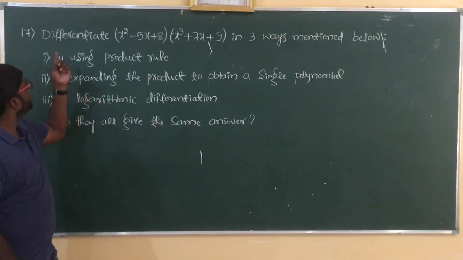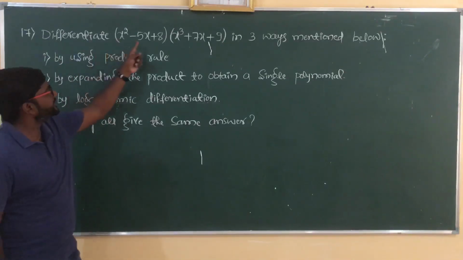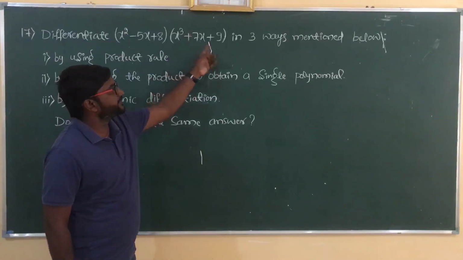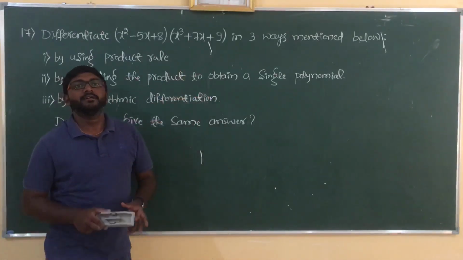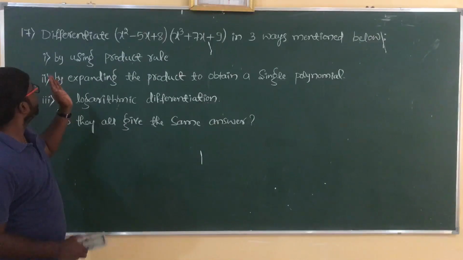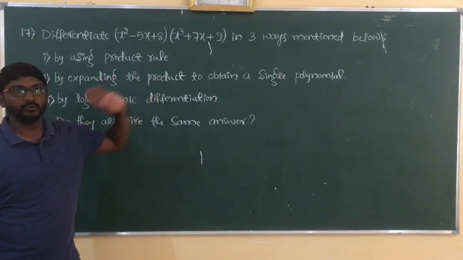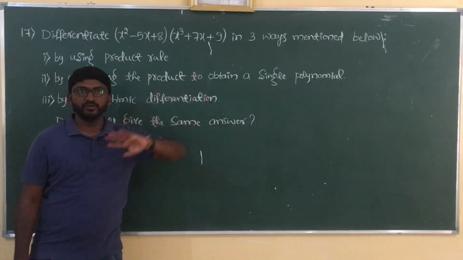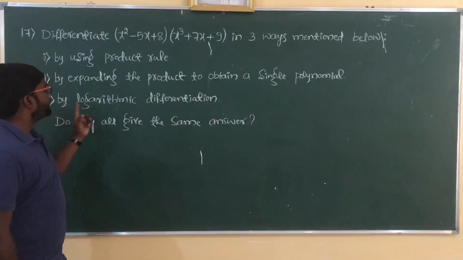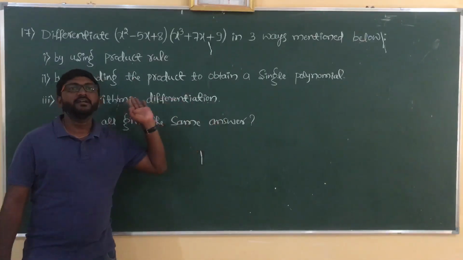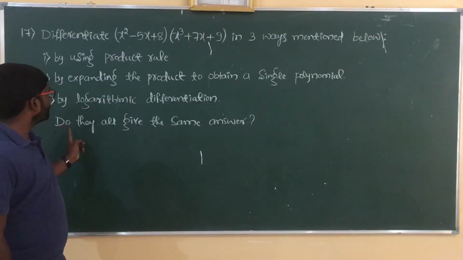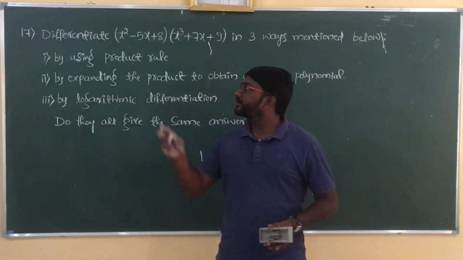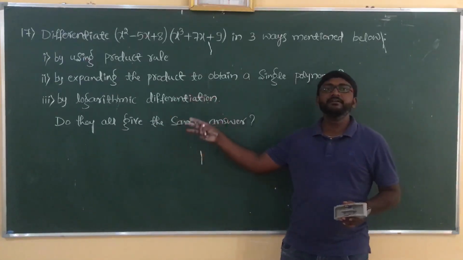Yes, the next question is: differentiate x square minus 5x plus 8 into the bracket x cube plus 7x plus 9 in 3 ways mentioned below. The first method is by using the product rule. The second one is by expanding the product to obtain a single polynomial. The third one is by logarithmic differentiation. And at the end he has asked, do they all give the same answer? So we have to solve the same problem in 3 different ways.